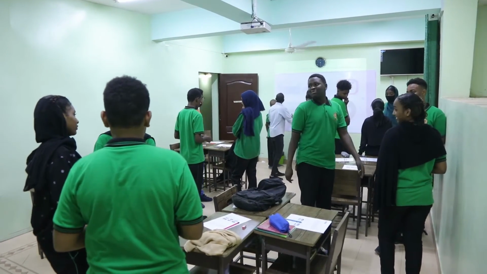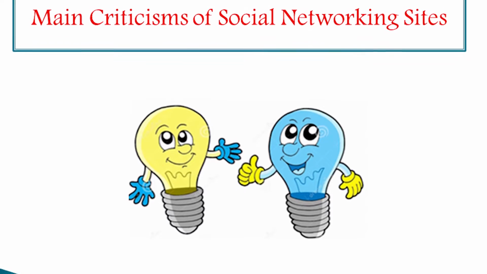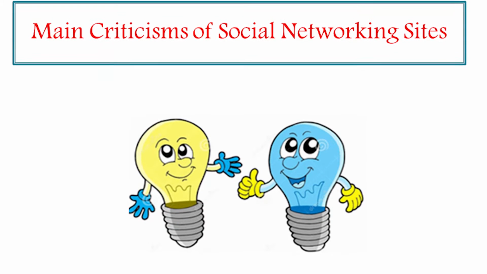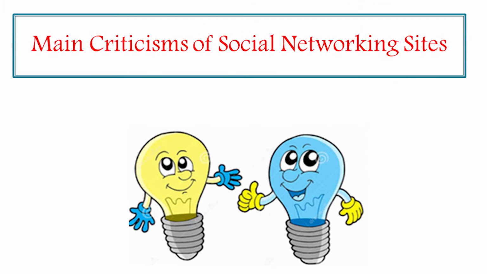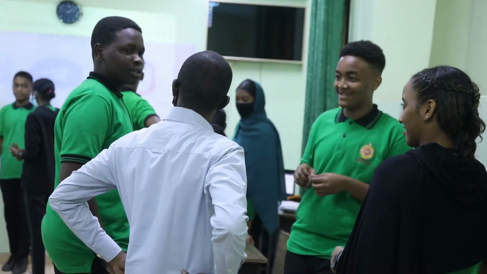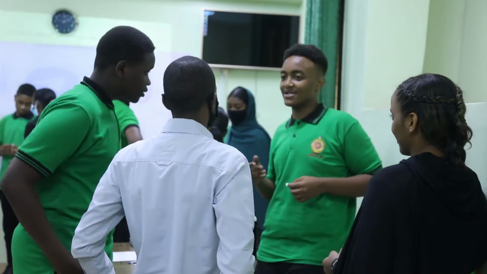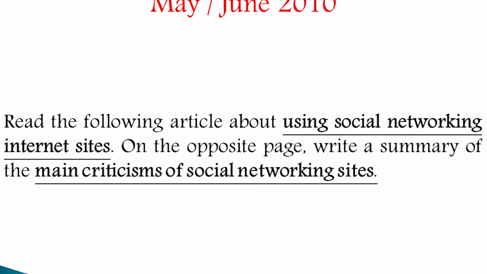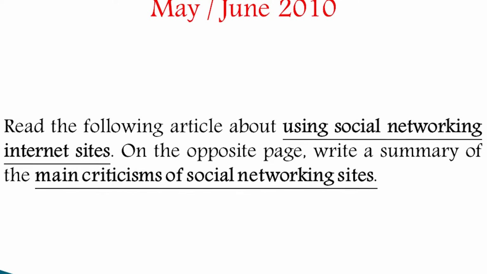Finally, I gave students whole class feedback, where I told them about my title for the text, which is Main Criticism of Social Networking Sites. Then we moved on to the final stage of the lesson, which is the most important one, which is the approach through which we can respond to the IGCSE exercise 4 writing summary question.